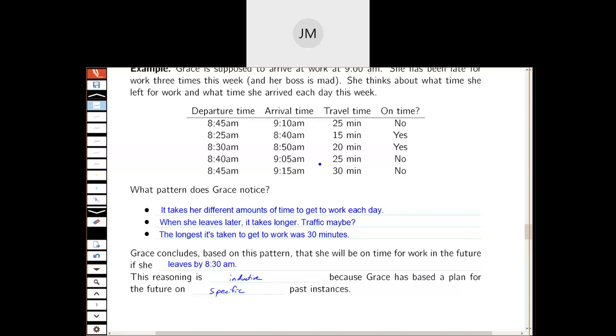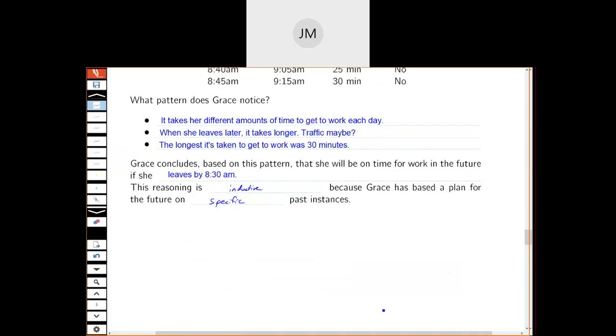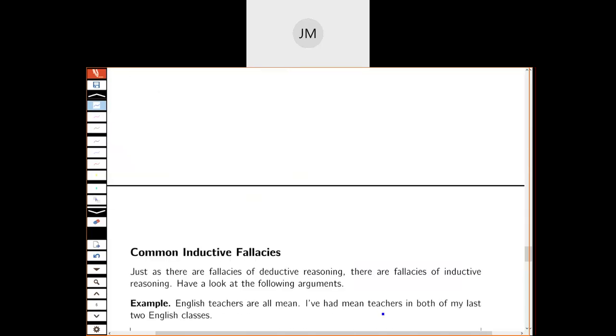Notice though that when we look at things in the real world, typically they don't follow as neat a pattern. Leaving at 8:45 might take 25 minutes or it might take 30. It's not always exactly the same. That's just what happens when we make real life observations. Usually the patterns don't fit quite as cleanly. They're not perfect, but we can still make conclusions based on them.